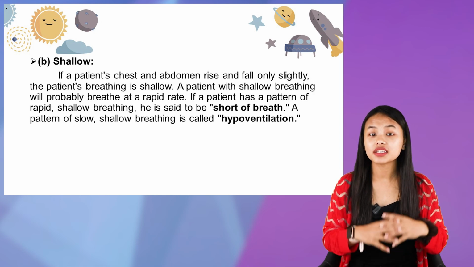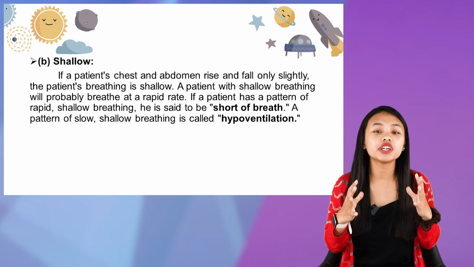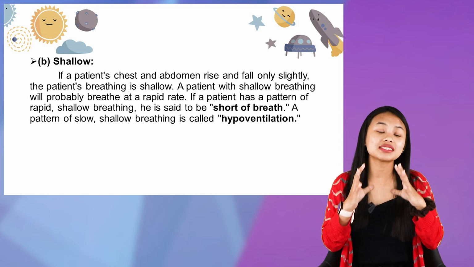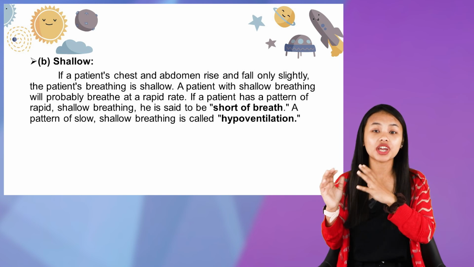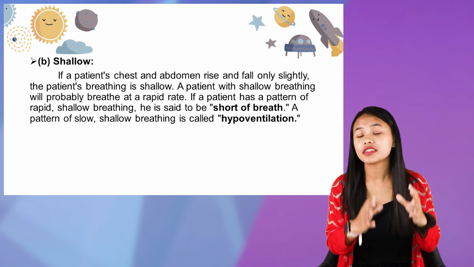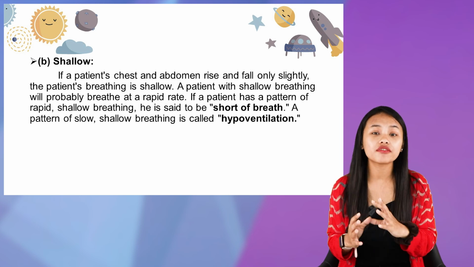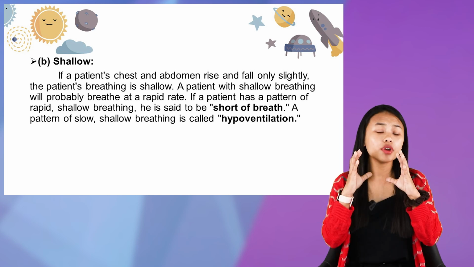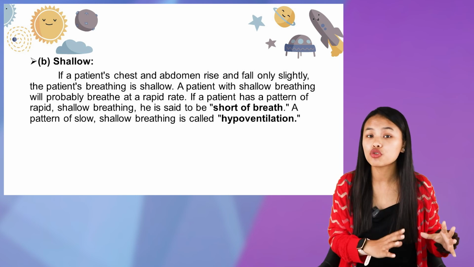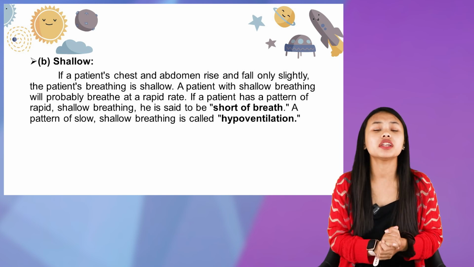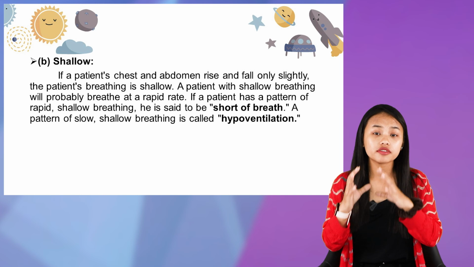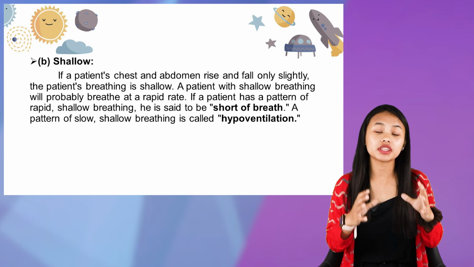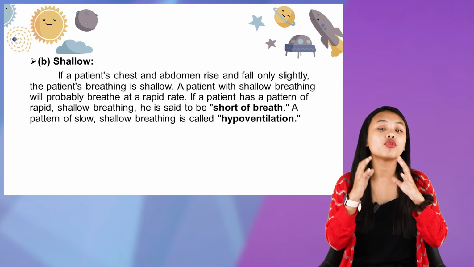And then the second one, that is the shallow breath. If the patient's chest and abdomen rise and fall only slightly, then we can say that the patient's breathing is shallow. You will also find that a client having a shallow breath will also have rapid breathing. If you encounter a patient that has shallow as well as rapid breathing, then he can be said to be short of breath. Whereas if the client is having slow as well as shallow breathing, then it is called hypoventilation.